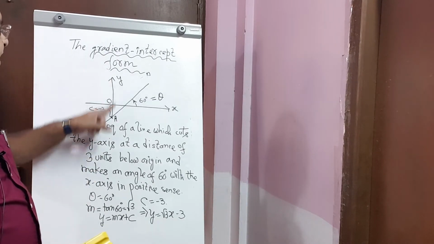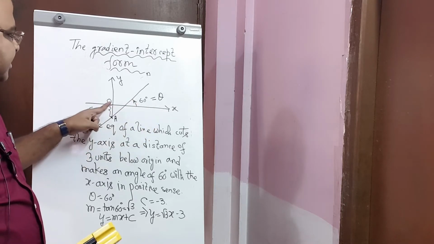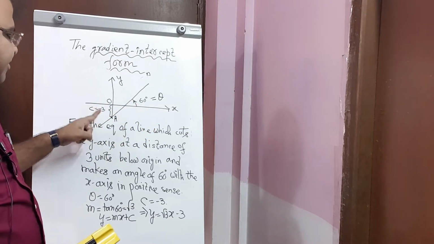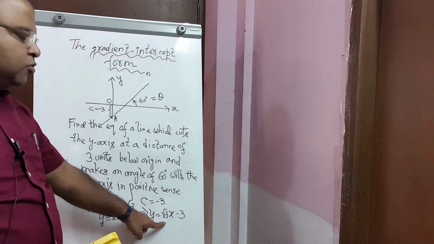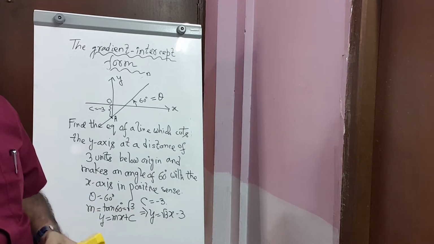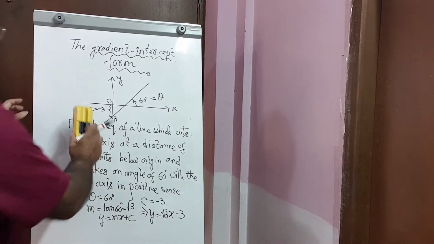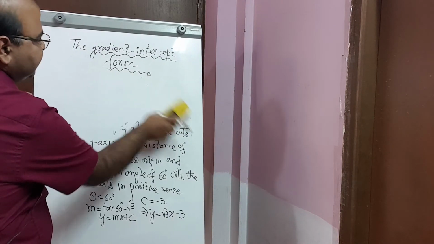So whenever we have the angle of inclination of a line with the x-axis and the y-intercept of the line, we can find the equation of the line using the slope-intercept form. Let me show you another example where we can also apply the slope-intercept form to find the equation.